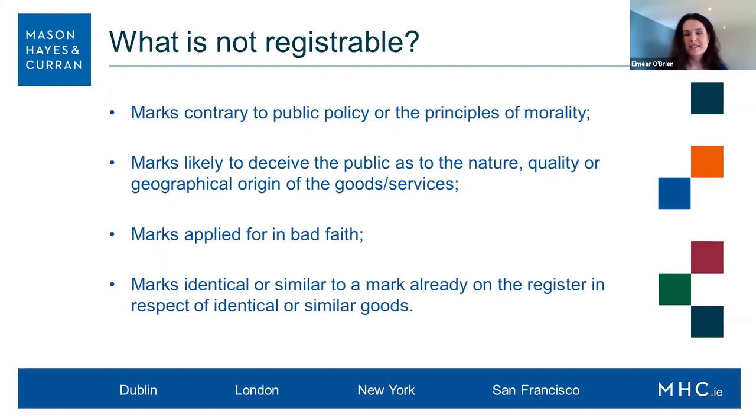And before I move on to the next slide, I just want to briefly mention something. In the list that I've outlined here, all of them except the last point, the marks identical or similar to marks already on the register, are what we call absolute grounds, except for the last one, which is a relative ground. I'm just mentioning this now because this will become relevant later on when we look at the examination procedures in each of the offices and how they differ slightly.